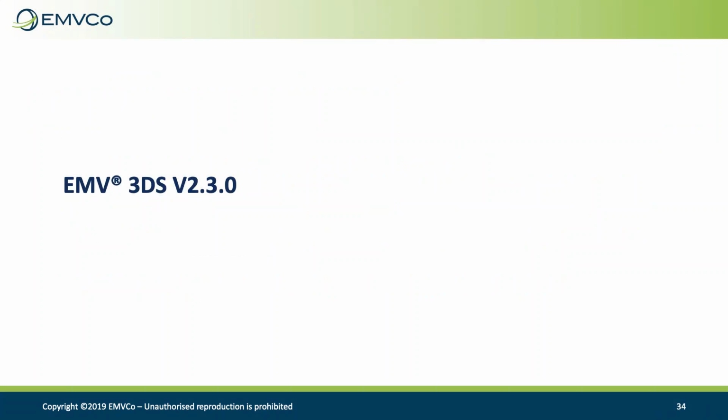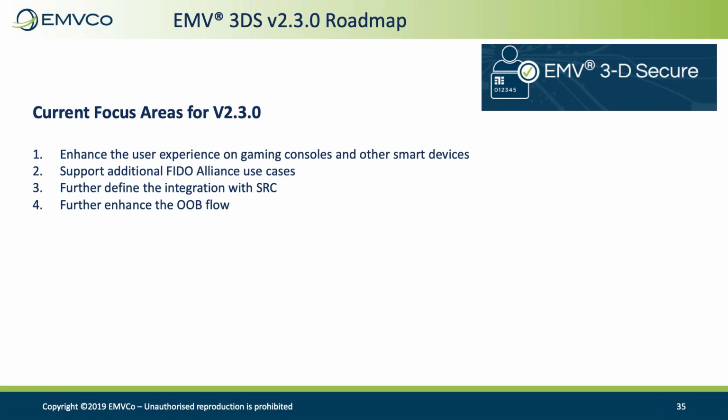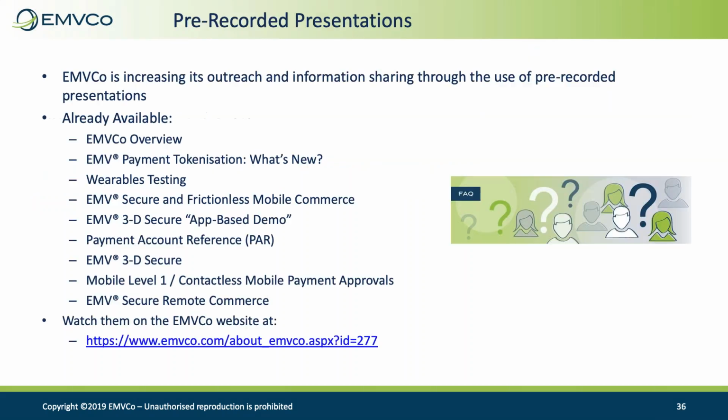To quickly touch on EMV 3DS 2.3.0, I'll tell you about the focus for 2.3.0. Four major priorities for 2.3.0 are: enhance the user experience on gaming consoles and other smart devices, support additional FIDO Alliance use cases, further define the integration with SRC, and further enhance the out-of-band flow. That does complete my review update of EMV 3D Secure.